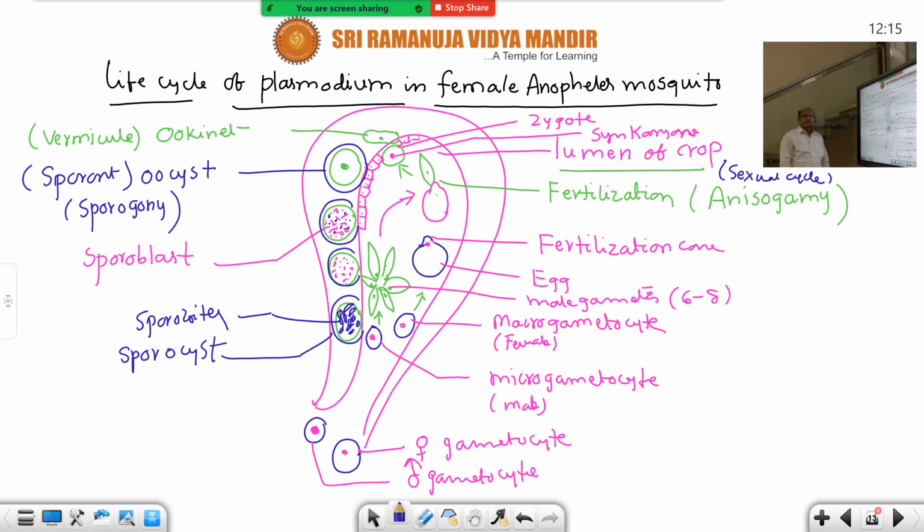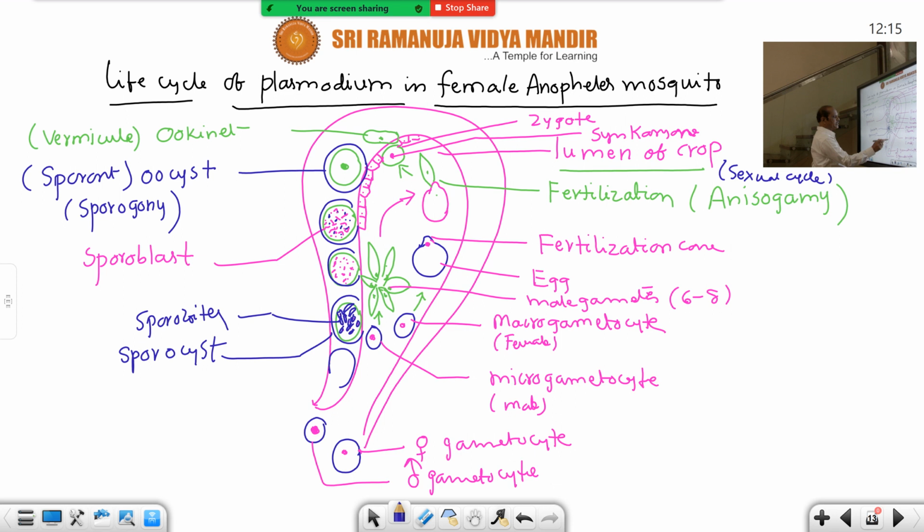Now this sporocyst ruptures and bursts to release these sporozoites. Again we have to draw these sporozoites. Sickle shaped sporozoites come out and settle in the salivary glands. These are all sporozoites, which are sickle shaped. Now they are ready to enter into man, a healthy man. This diagram you have to draw.